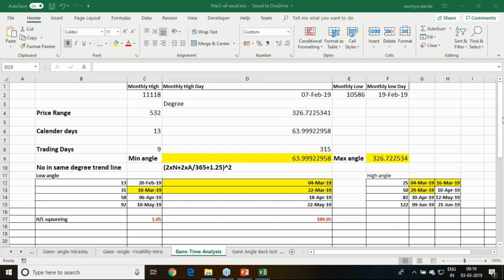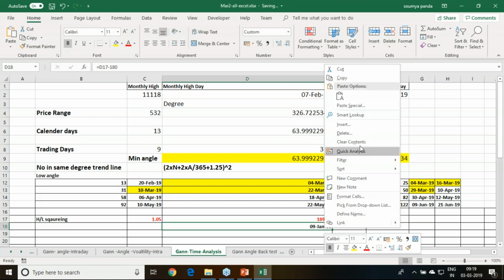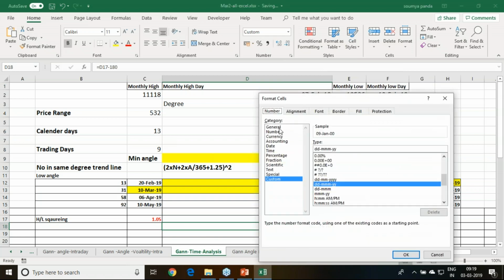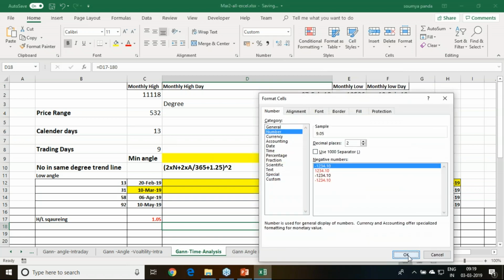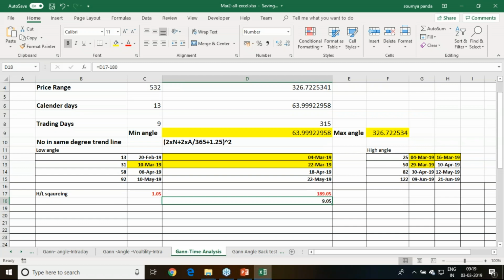So for high-low squaring we got 189. Now it is greater than 180, so we have to reduce it. This minus 180, we got this number. Again it is coming in a different format, so we want it in number format. So we got 9.5.